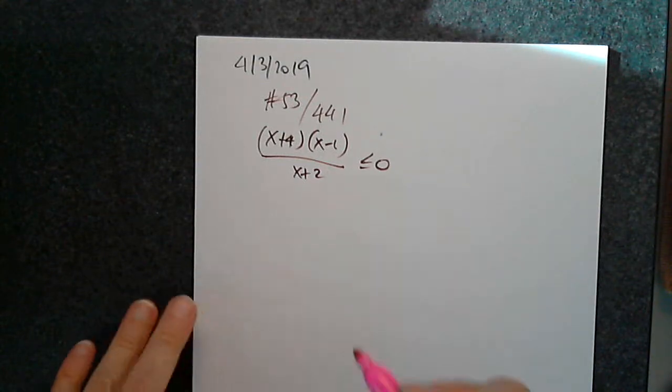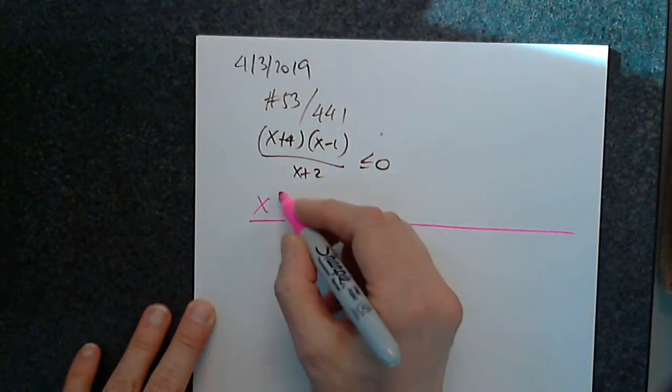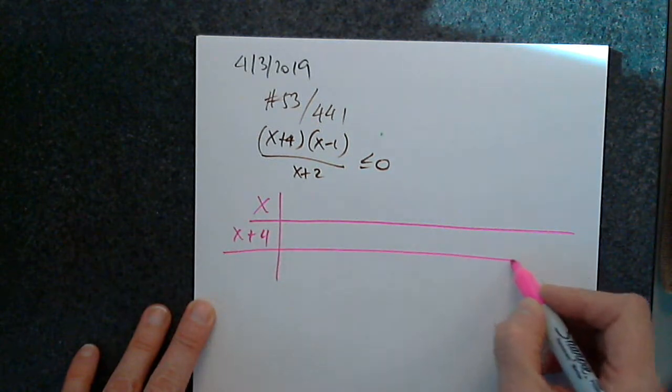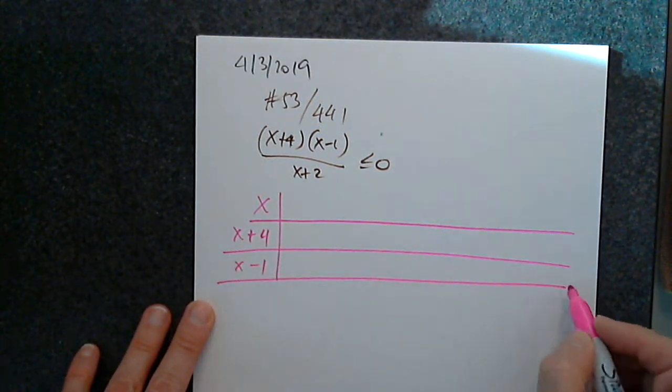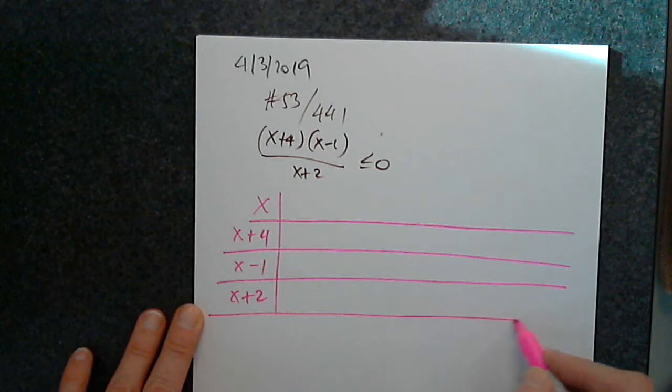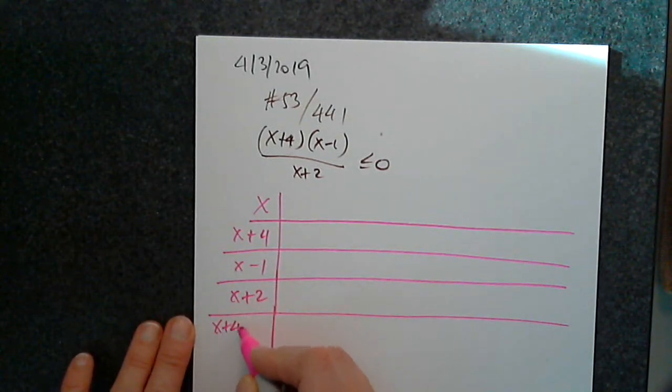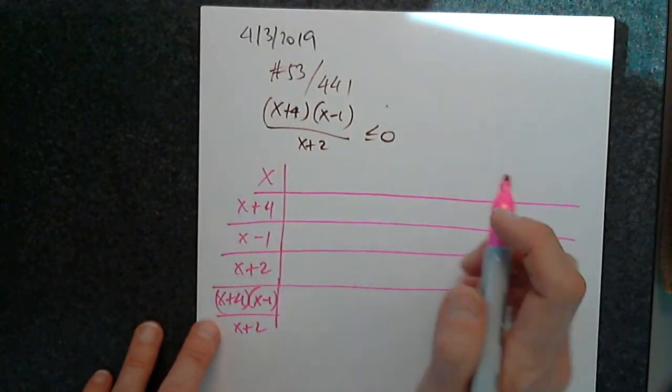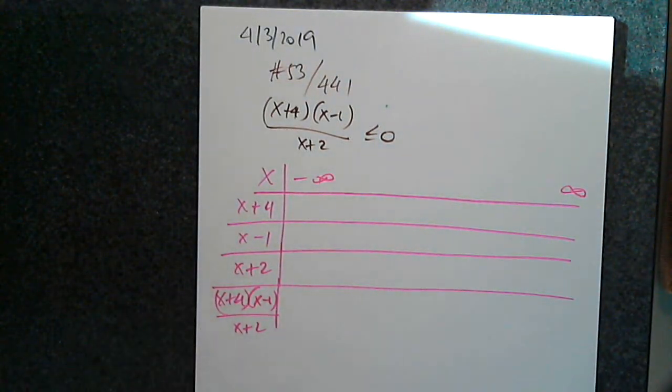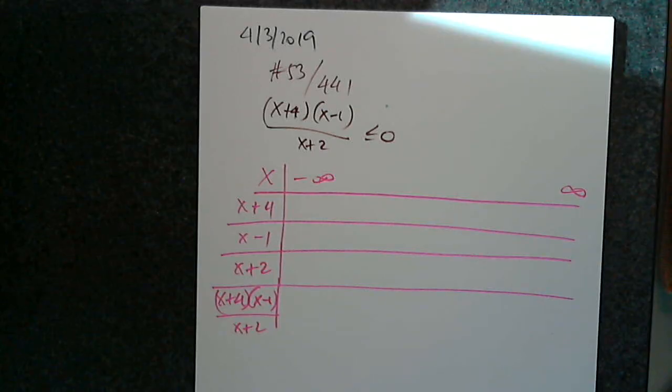We see three factors. So therefore, we will have x plus 4, we will have x minus 1, and we will have x plus 2. And then the whole thing, which is x plus 4 times x minus 1 over x plus 2. The first row is always values of x. It's not a factor in the problem. It's the space where I put values of x. I need some room, like we do with all our tables. The first horizontal is values of x, first row.